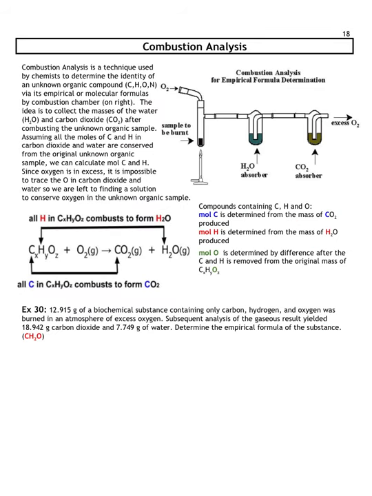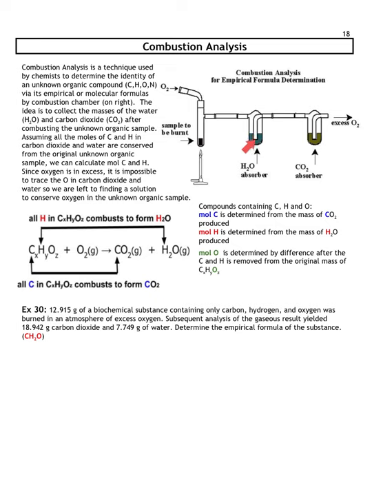Another way we can go about finding the formula of an unknown compound is through a technique called combustion analysis. Combustion analysis is literally taking an unknown compound you don't know the formula for and putting it in a combustion chamber that looks like this. When you combust it by burning that substance in oxygen, you see that carbon dioxide forms, water vapor forms.